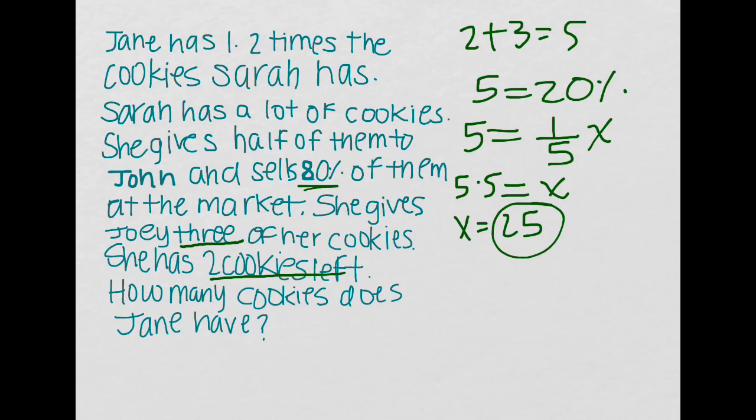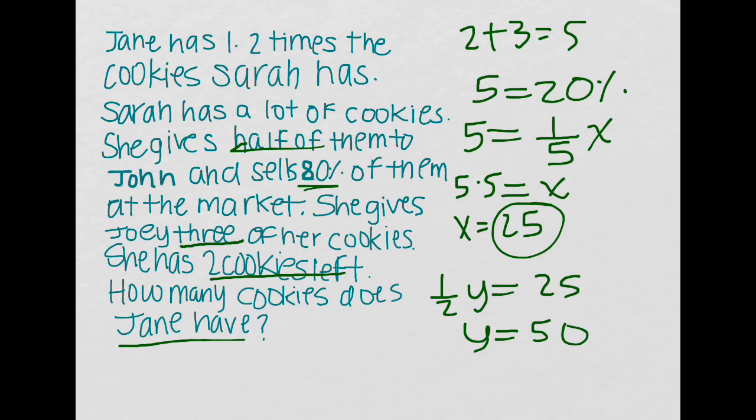Okay, well, we know that she gave half of them to John, so that means half of, let's call this Y, is equal to 25. That means Y is equal to 50. Okay. So Sarah had 50 cookies at the beginning, but the question asks, how many cookies does Jane have?